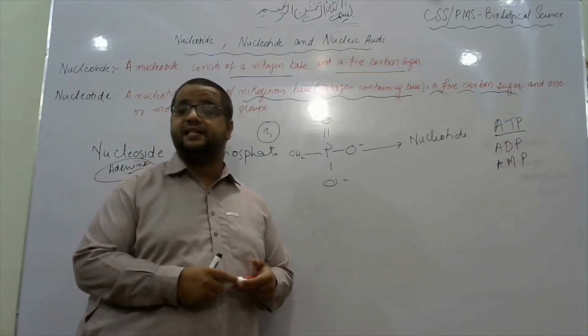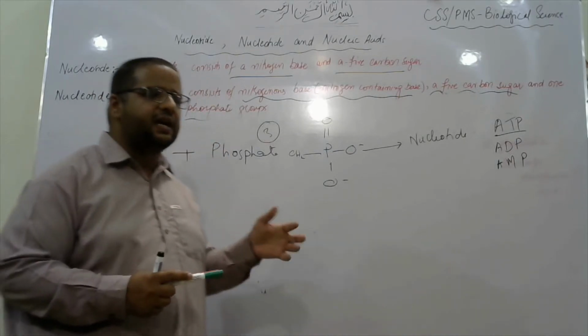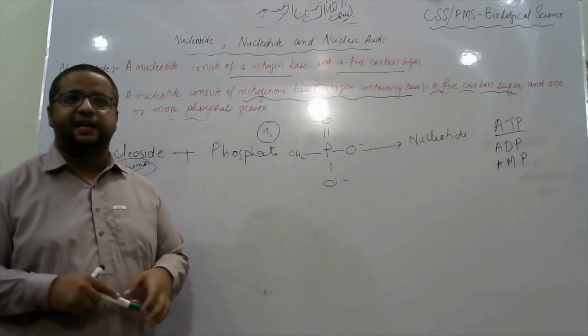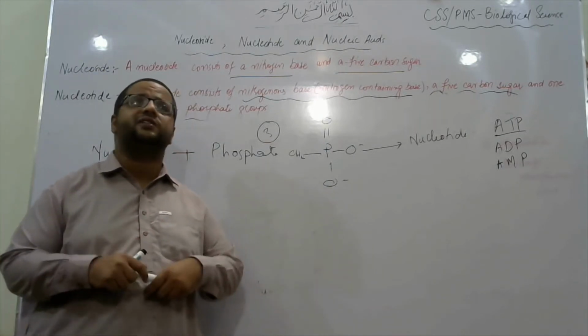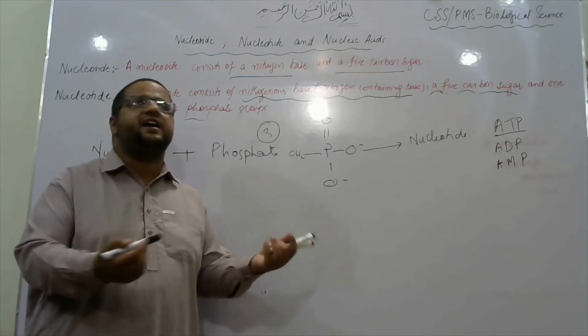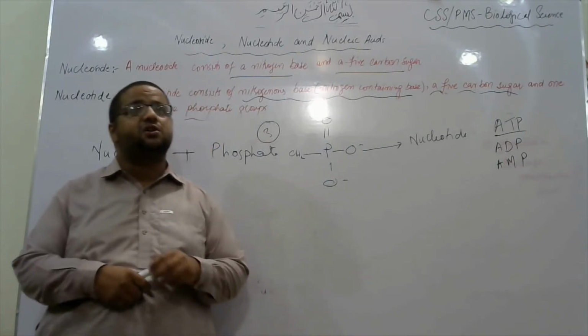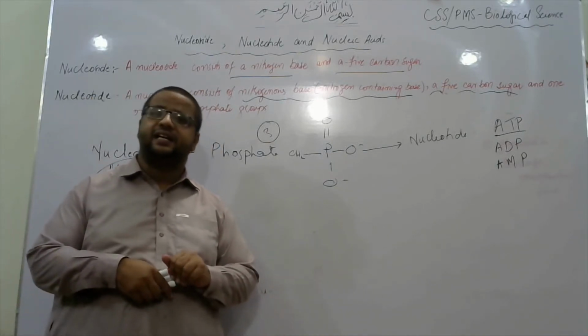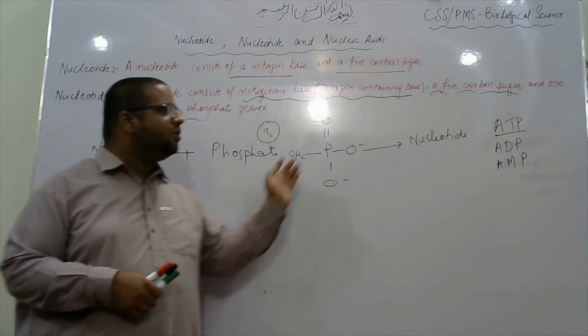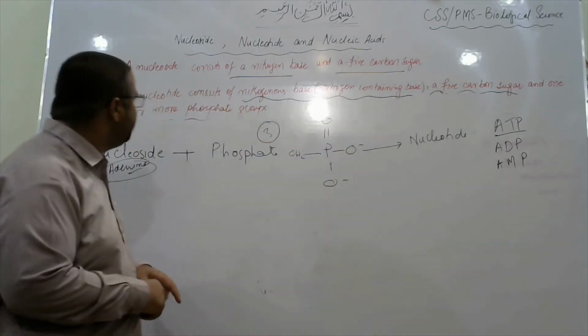When a person dies and the body attains rigor mortis, there is actually a loss of ATP, adenosine triphosphate. As we know, adenosine triphosphate is also known as the energy currency molecule. So this is how nucleotide and nucleoside differ.